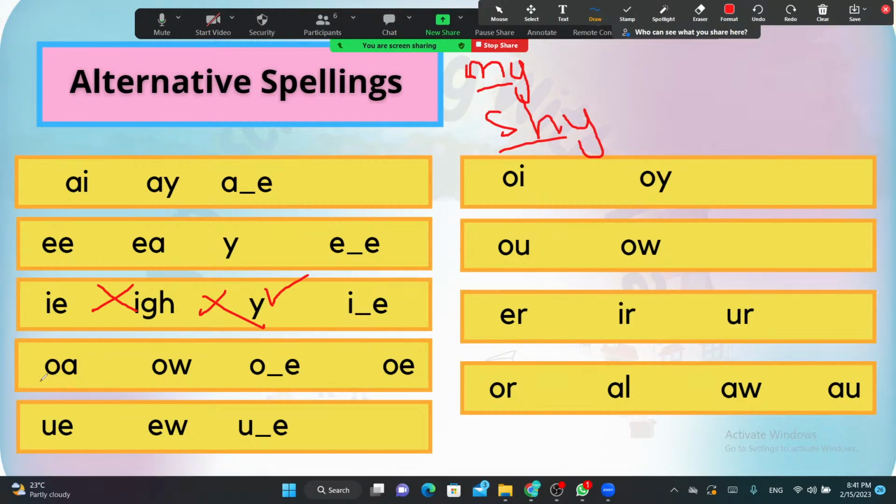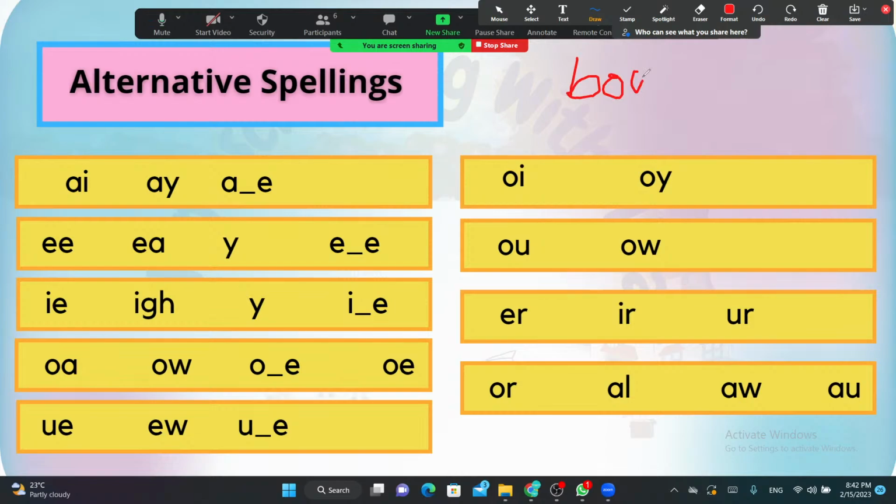Now let's go for the long O sound. OA and OW. This is the spelling that we introduce them in 42 sounds. ठीक है. OA as in B, O, A, T, boat. Or G, O, A, T, goat. Or F, L, O, A, T, float. Right? So OA is coming in the middle.